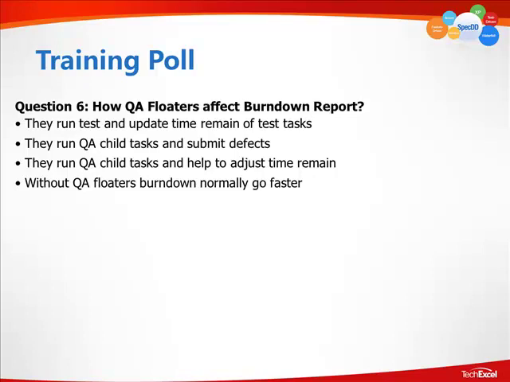Number 3, they run QA child tasks and help to adjust the time remaining. And both parts are true. They will run the child tasks. If they do find a defect, they submit it to the developer, which then may need to adjust the time remaining. So the QA floaters really do help, or they assist in changing that time remaining. They don't do it themselves, and they don't do it for their own testing tasks, but they do affect the developer's time remaining, and that's how it will affect the burn down report.